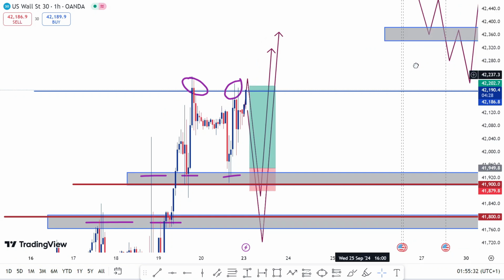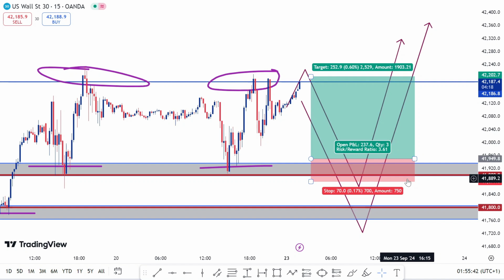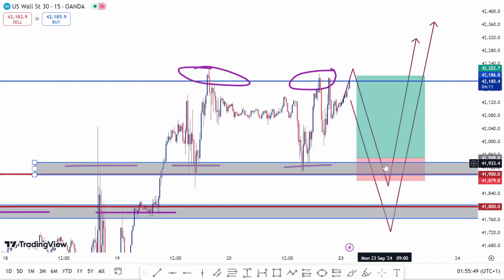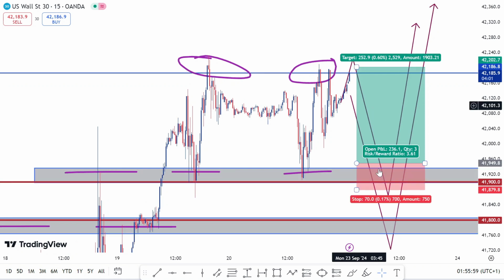Let's step down a little bit. In the areas where we are expecting to go bullish, we are planning on risking 70 pips, targeting 1 ratio 3.5 minimum. Then where price is currently at, we are expecting price to react. This analysis is based on price retracing back, rejecting back to this level, which is the 41,900, before we take any entry.